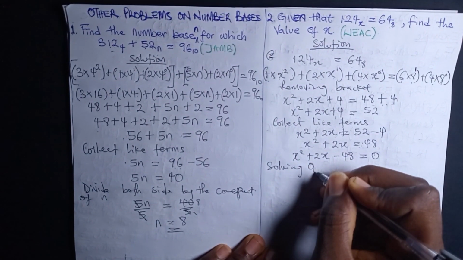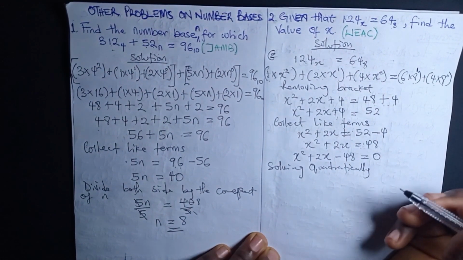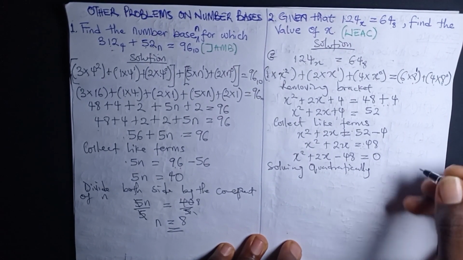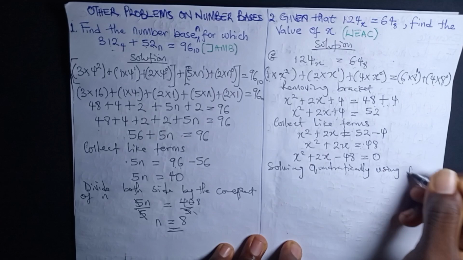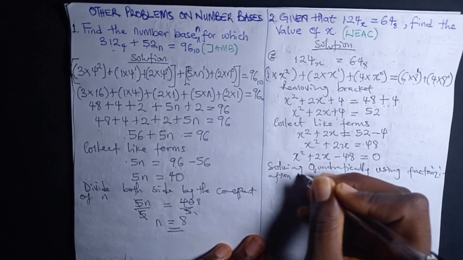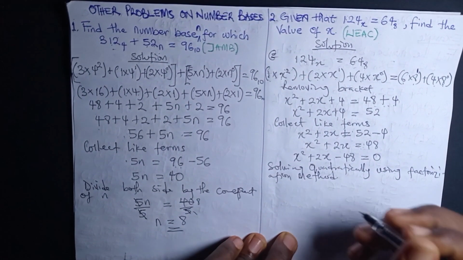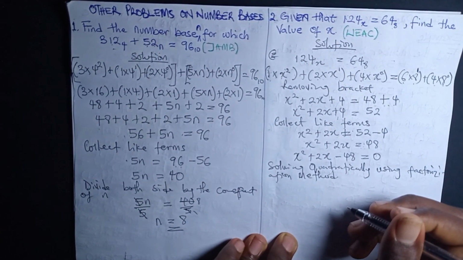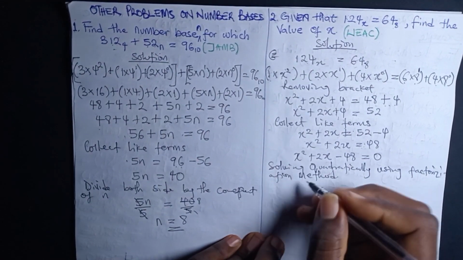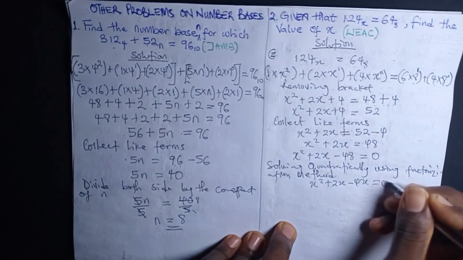Now, let's solve this quadratically. What method should we use to solve this equation? Let's use the factorization method. So using the factorization method, we have x squared plus 2x minus 48 equal to 0.